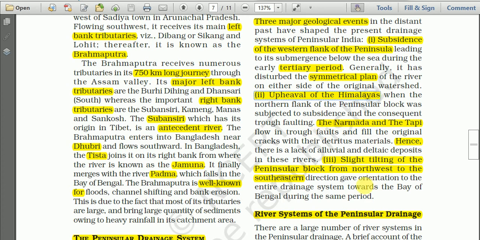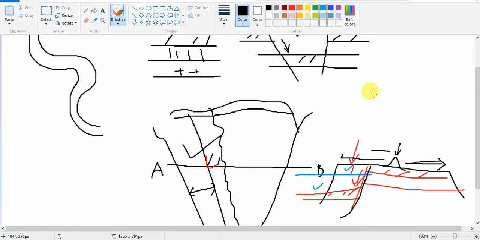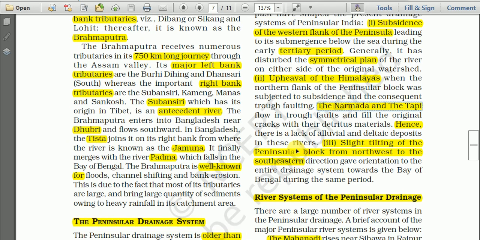At the same time, the northern part of the peninsular block was also, let us say, here lies the end point of the peninsular plateau, and this section of the peninsular plateau was also subsided. The Narmada and the Tapti flow in trough faults and fill the original cracks with their detritus materials. Hence, there is a lack of alluvial and deltaic deposits in these rivers.